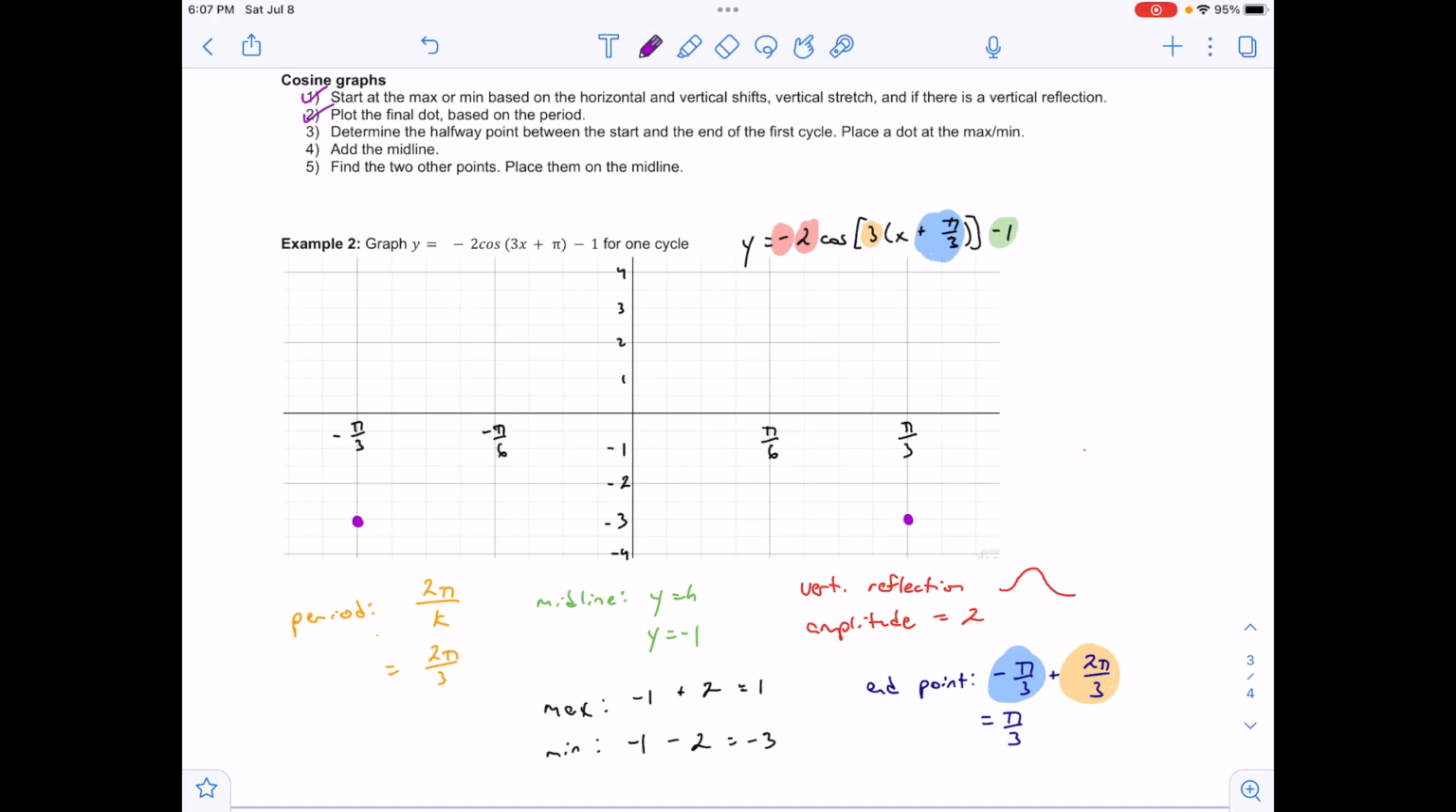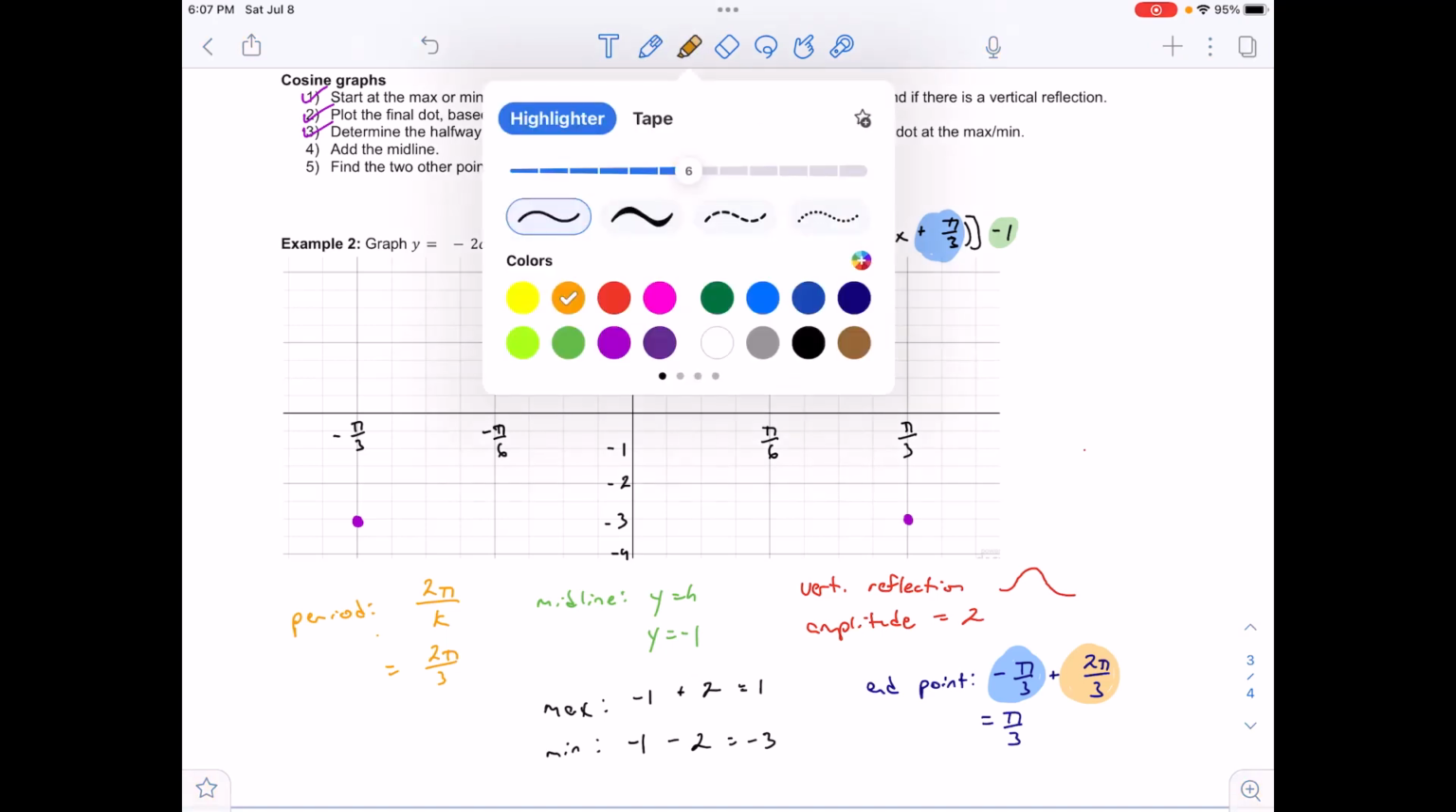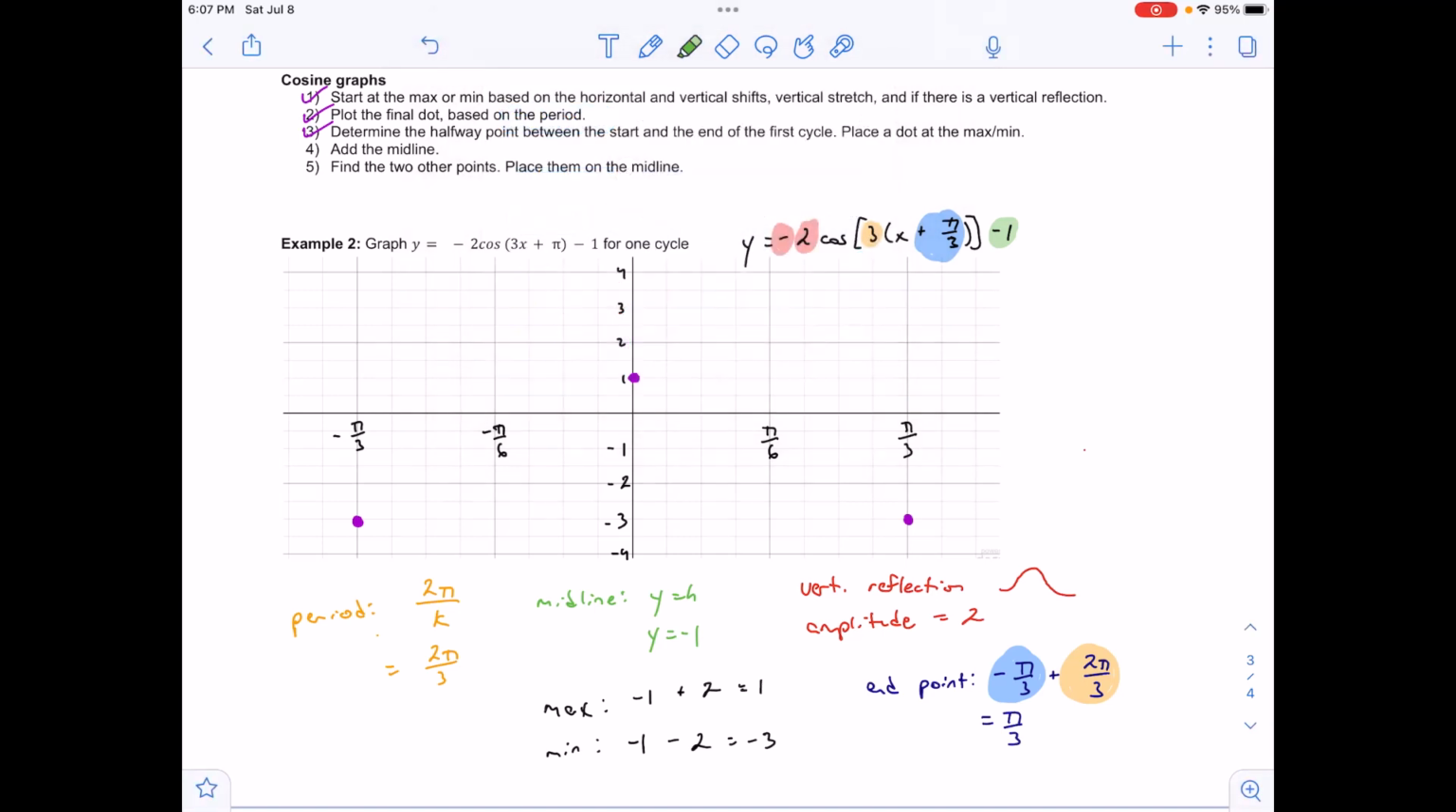Check. Now we need to figure out the halfway point between the start and the end of the cycle. Well, halfway between -π/3 and π/3 is just 0. That's nice and easy. Place a dot at the max. Alrighty, the max is 1. I'm going to place a dot right here. Now I need to add the midline, and I'm going to add that as a dotted guide line. And my midline we already found is at -1. Beautiful. Check.